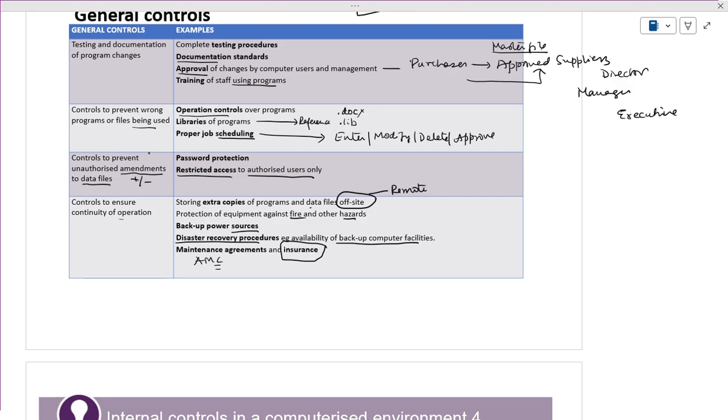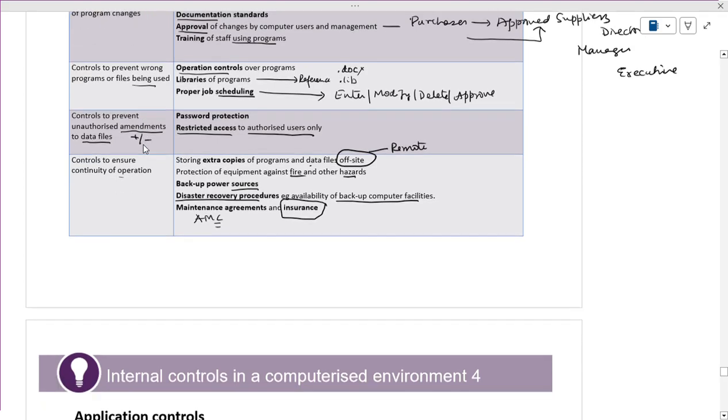How frequently you are taking backup, who is authorized to take the backup, where you are storing the backup files. Every other thing you will come across with respect to general controls. Is it okay with you?